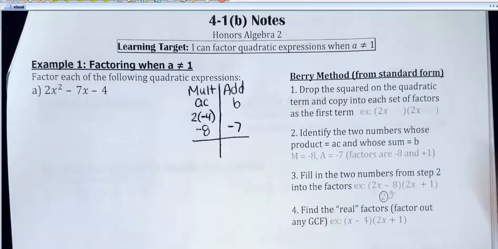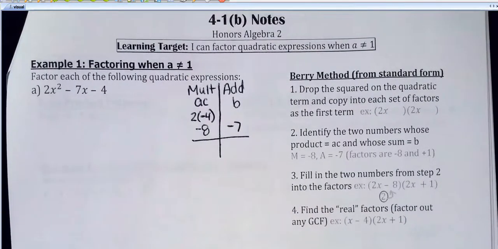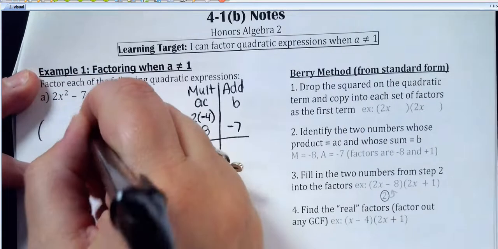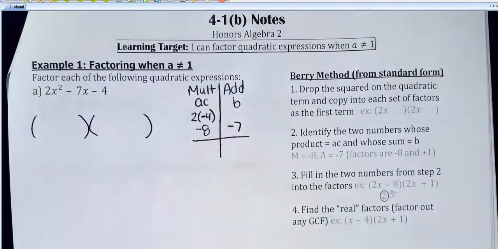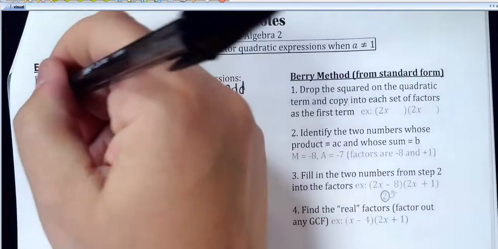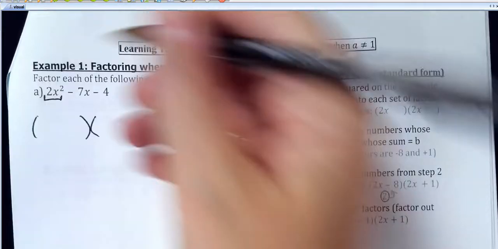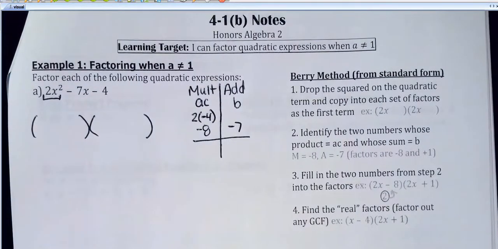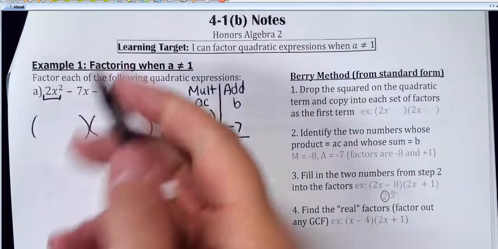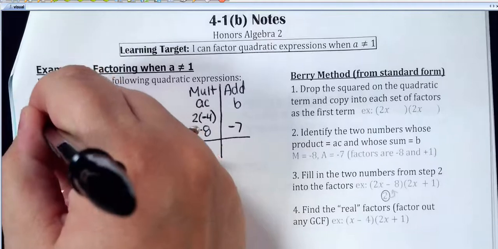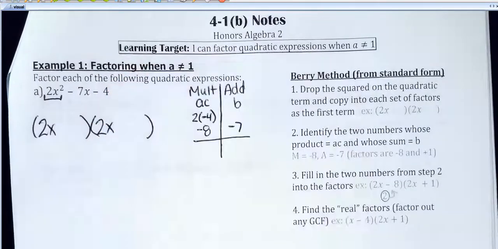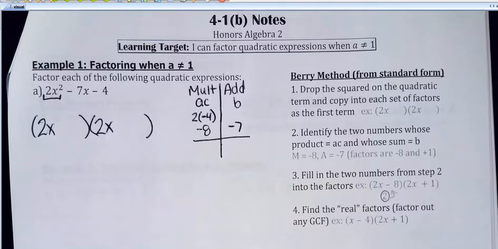Just like last time, there's only two numbers that'll fit both of those requirements, so hold off on that for a second. I'm going to start out, and I need two sets of parentheses to write my factors. What you want to do that's slightly different than for an a value of 1: whatever that first term is, it's different in each of the questions I've got on here, you're going to drop the squared and write that at the beginning of each of the factors. For this question, that first term is 2x squared, so I'm going to put a 2x at the beginning of each of the factors.